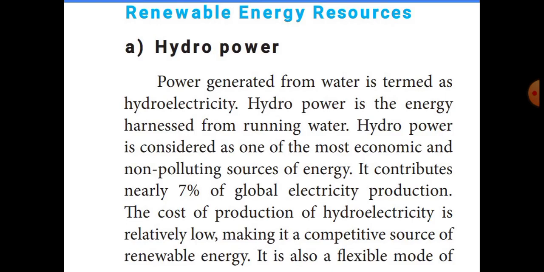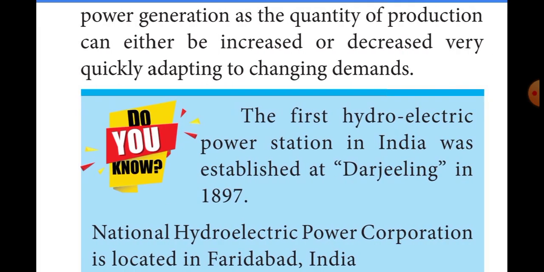Hydropower is also one of the flexible modes of power generation. It increases and decreases production very quickly, adapting to changing demands. That means according to the demand, they produce the hydropower. When the demand increases, the production also increases. When the demand decreases, the production also decreases. They will produce less electricity.